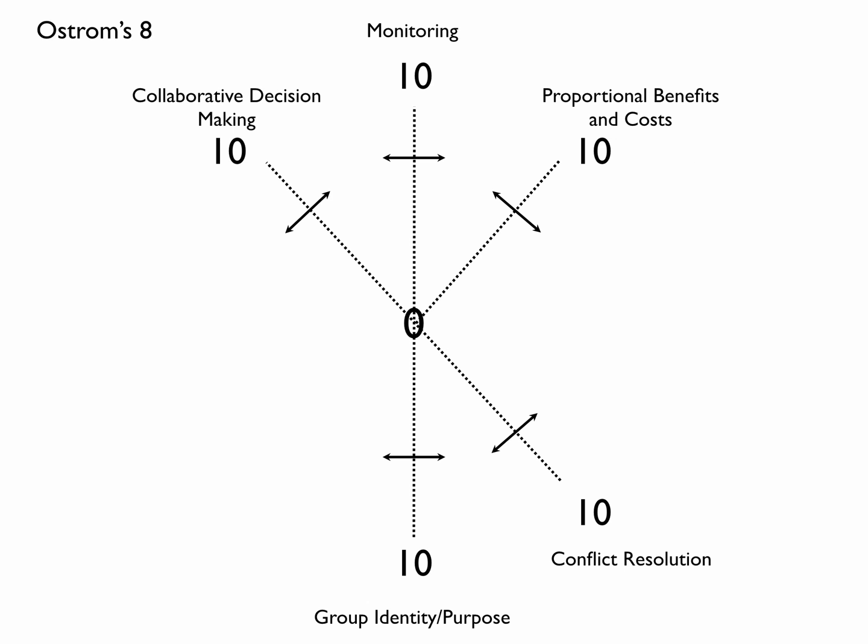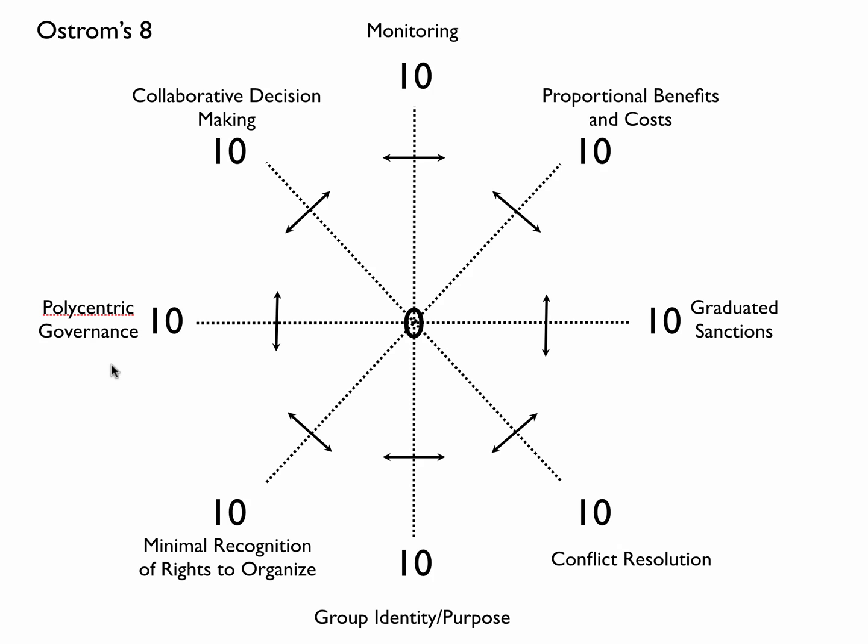And now I'm just going to show you the whole thing. Boom. These are polycentric governance. That means that your group is nested underneath other groups that are doing Ostrom's 8. Minimum rights to organize is very important. That means the group above you, let's say you're a city and there's a state above you or a county above you, they've given you the rights to organize. If they haven't, then you're a rebel group, and that's a different story.